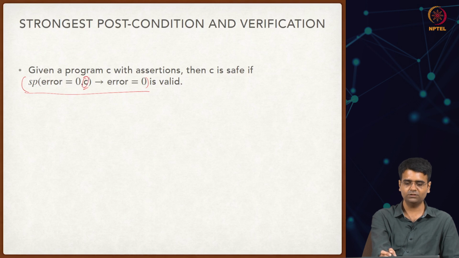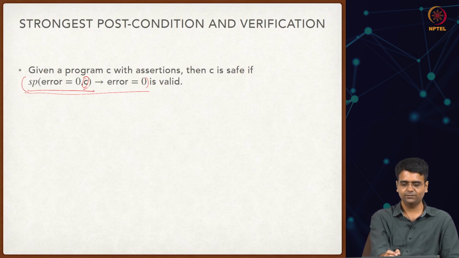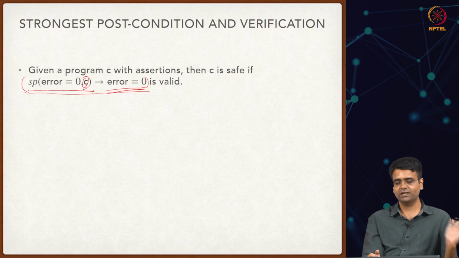Because I know how to do this for any program C, I calculate this formula and then construct this bigger formula, which is SP(error equal to 0, C) implies error equal to 0. If this bigger formula is valid, then the program is safe. Intuitively, this is because if this formula is valid, then all states reachable after executing C on any state where error is equal to 0 will also have error equal to 0. This means that the value of error never becomes non-zero, so it always remains 0.